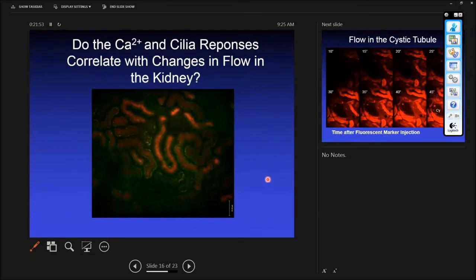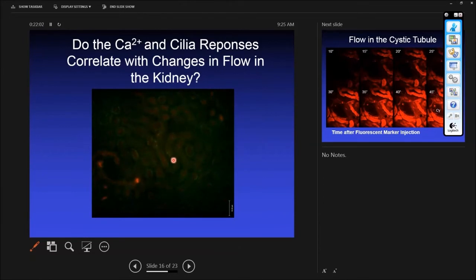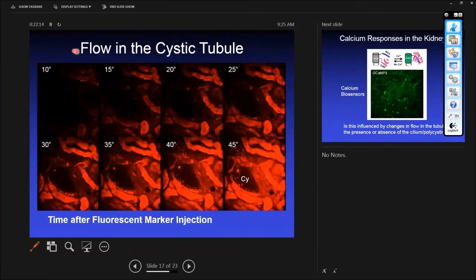And to begin looking at that, what we've been able to do is inject a fluorescent dye into the tail vein. This gets filtered through the tubule, and that's what you're seeing flying through these tubules. So we can start to actually measure flow in the tubule in relation to what's going to happen to the cilia as this flow changes. If we do this in a series of still images at 10 to 45 minutes, what you'll notice in the cystic models, for example, here is a cyst over time.